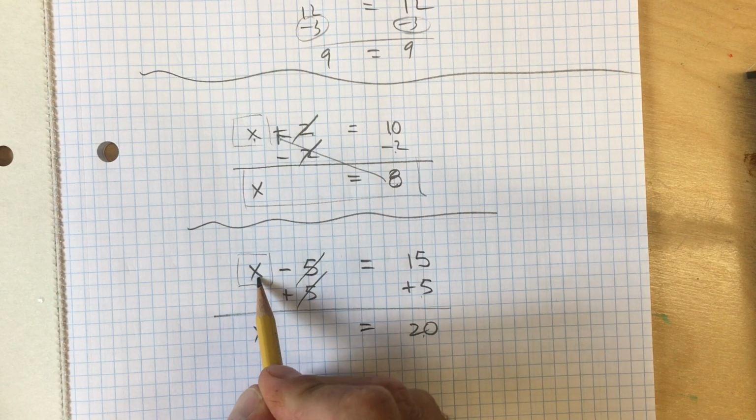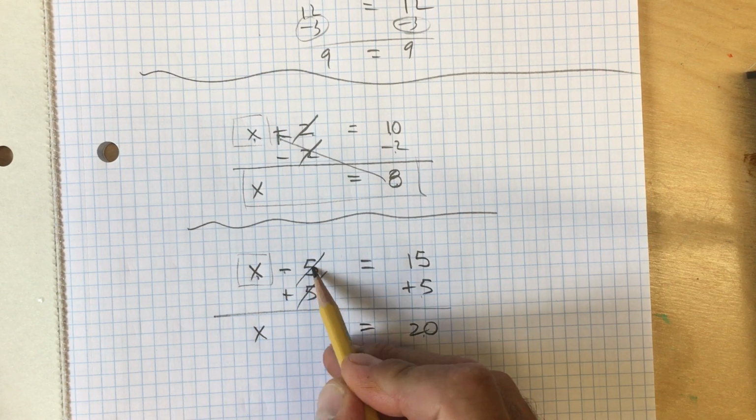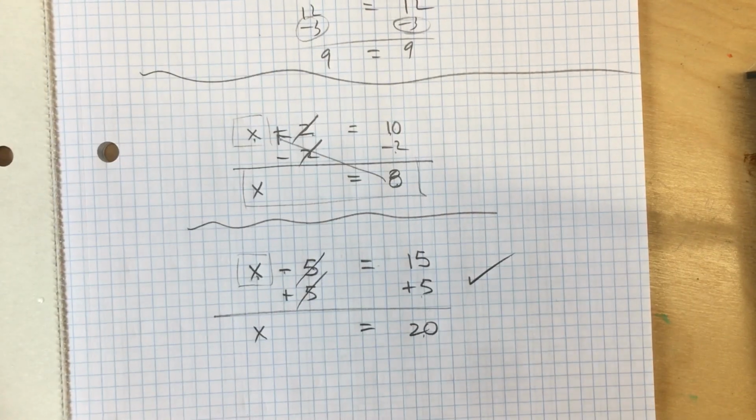Let's check our answer. Substitute 20 into the original equation. 20 minus 5 is 15. Boom, we got the right answer. Okay, that's as simple as it is.